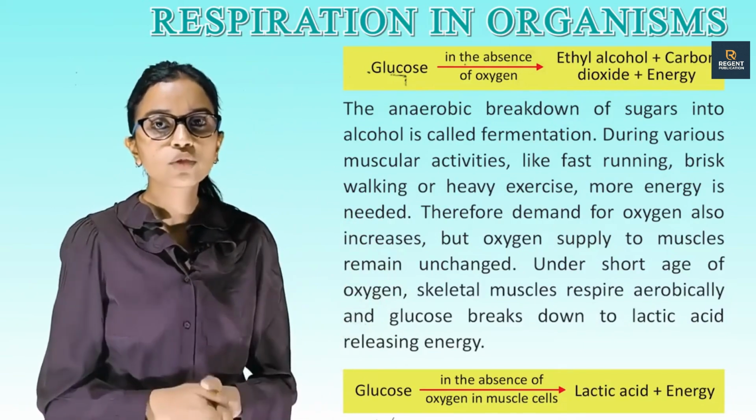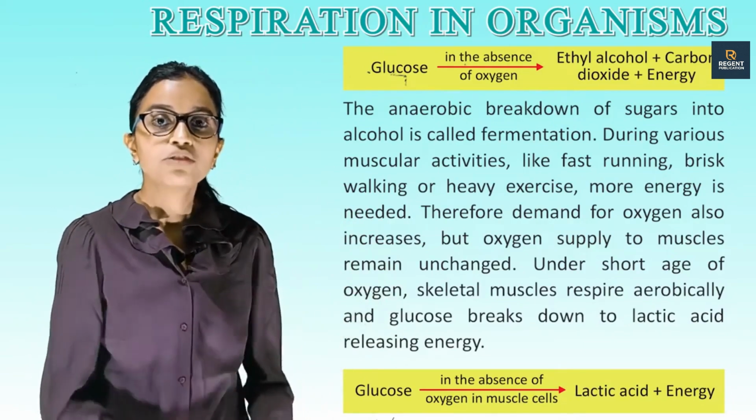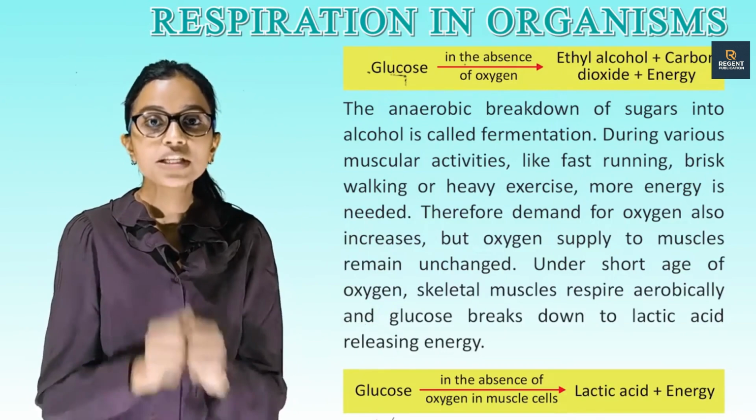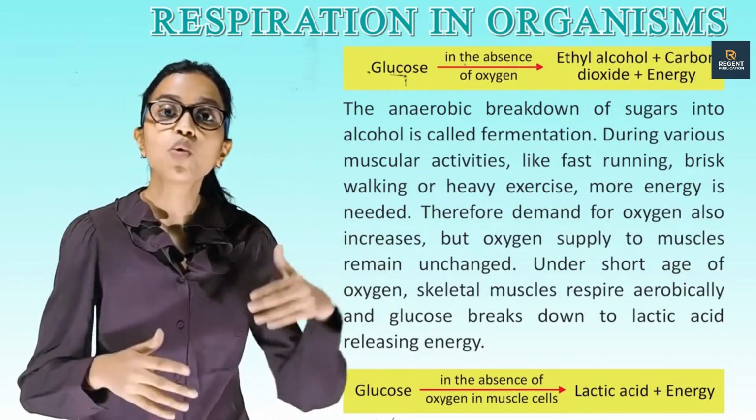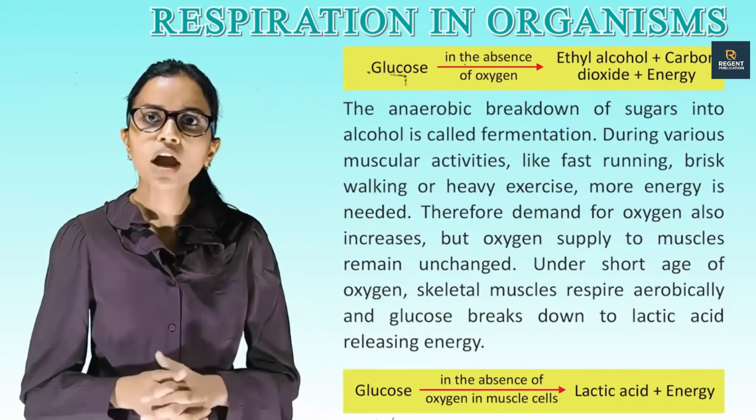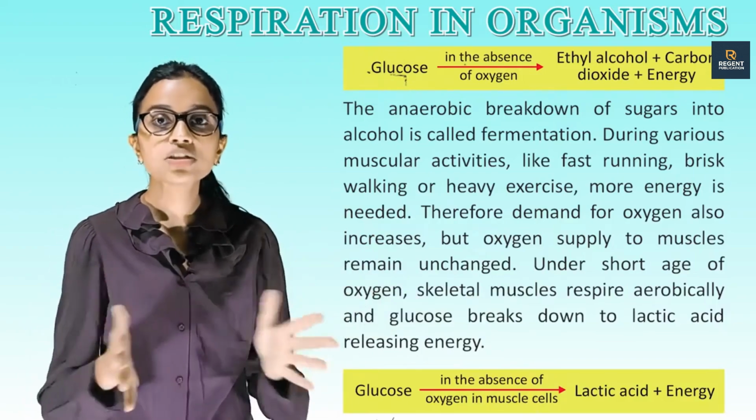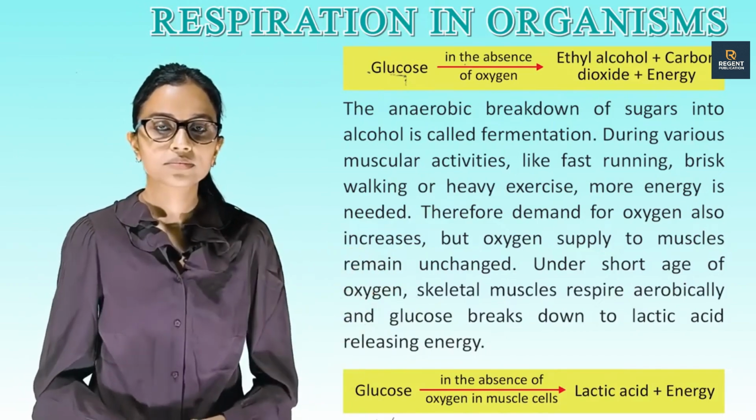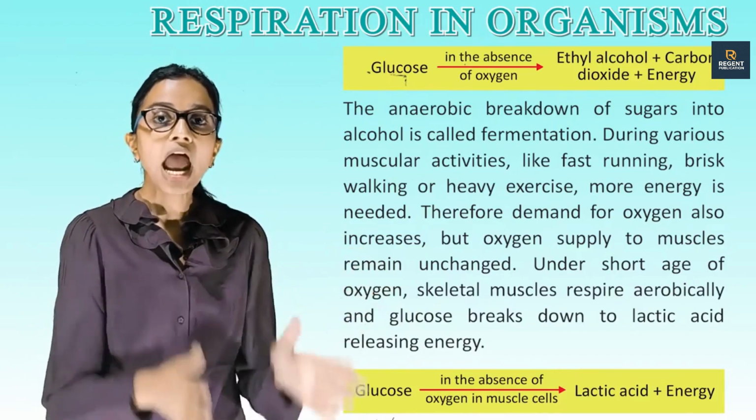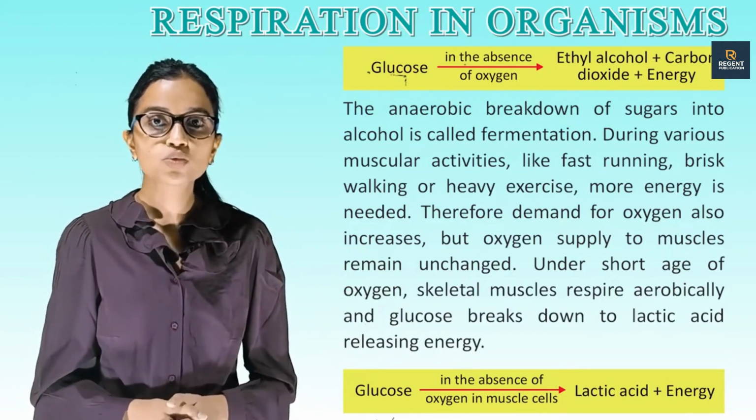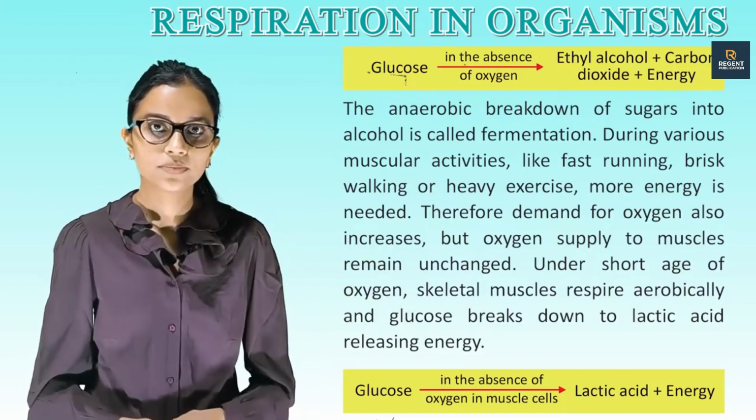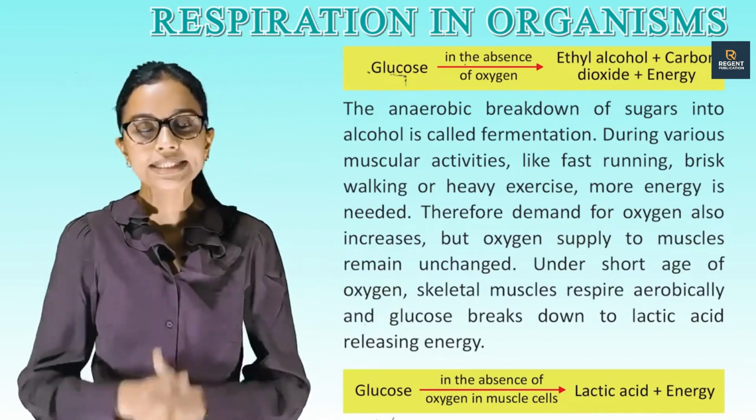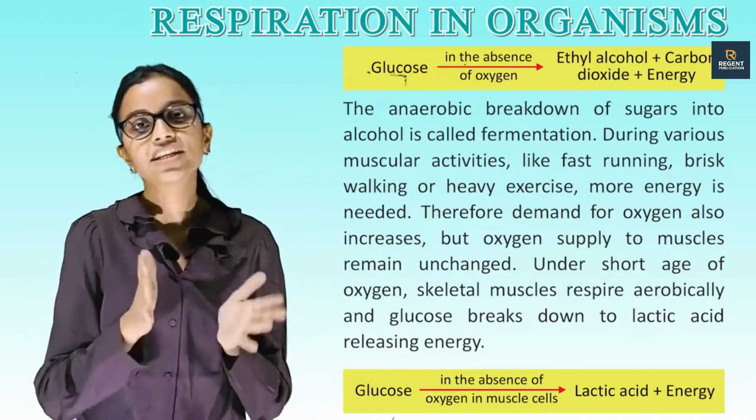The anaerobic breakdown of sugars into alcohol is called fermentation. During various muscular activities like fast running, brisk walking, or heavy exercise, more energy is needed. Therefore, demand for oxygen also increases, but oxygen supply to muscles remains unchanged. Under shortage of oxygen, skeletal muscles respire anaerobically and glucose breaks down to lactic acid, releasing energy. Glucose in the absence of oxygen in muscle cells gives lactic acid plus energy.